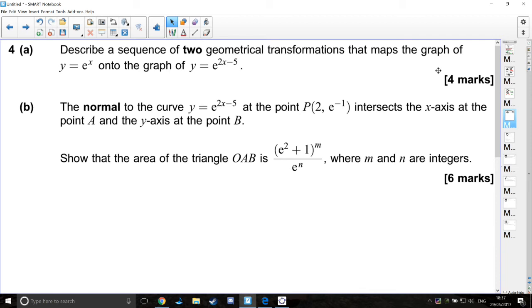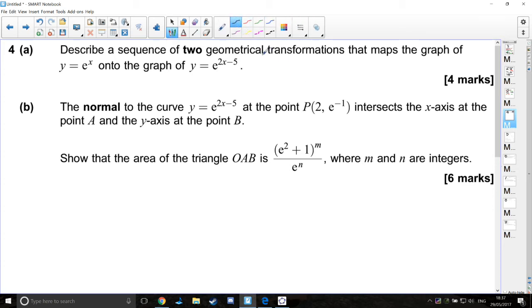Describe a sequence of 2 geometrical transformations that maps the graph of y equals e to the x onto the graph of y equals e to the 2x minus 5. So first thing to note with this is that both of the transformations that we have are in the x direction. The order of this transformation does matter. If one was in y and one was in x, you'd be fine. A telltale sign that they're both in the x direction is that both of these things are in the power. X is basically what the power was beforehand. So let's have a look and see what we can make out from this.